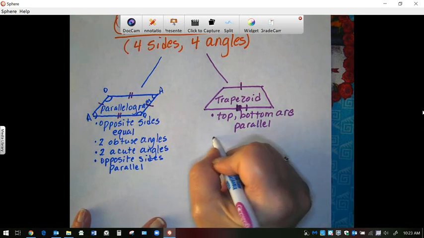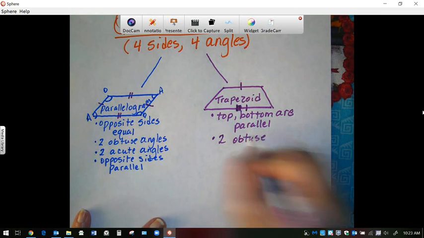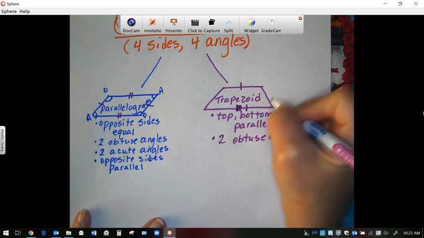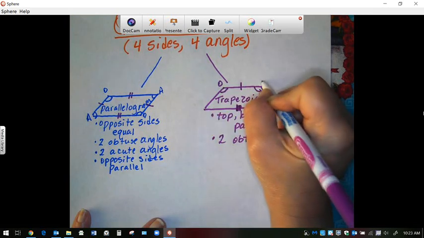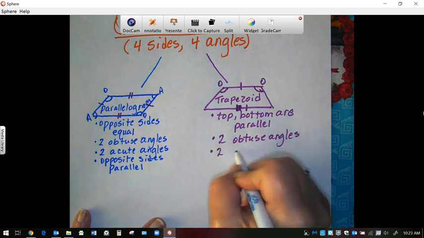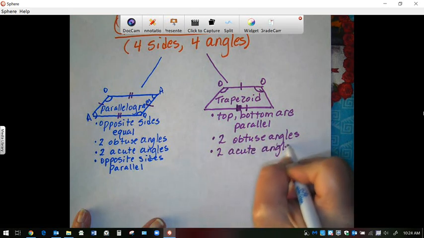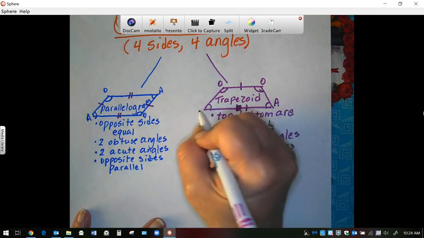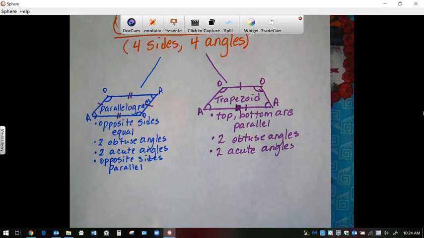It also has 2 obtuse angles, and the obtuse are the wide angles. So here are your obtuse. And it also has 2 acute angles. And those are your small ones, the ones that are less than 90 degrees. Okay, that is a trapezoid.